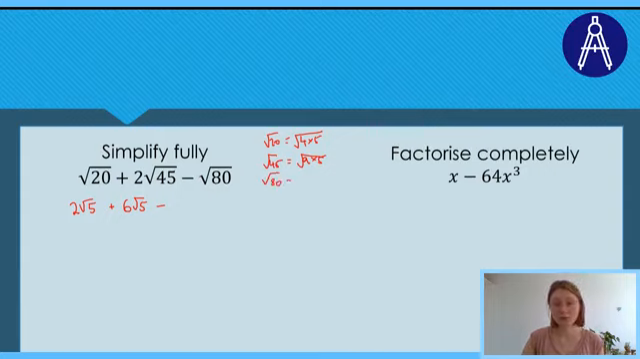So square root of 80 can be written as square root of 16 times 5. That's actually really handy to remember that 16 goes into 80. Comes up a lot. So that's 4 root 5. And I'm just going to simplify this. So I'll have 8 root 5 minus 4 root 5 is 4 root 5.